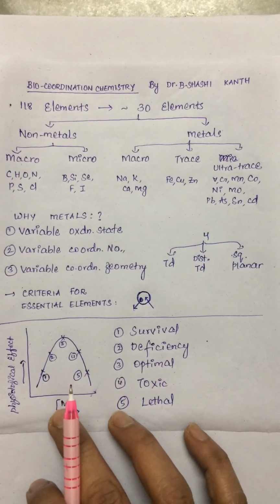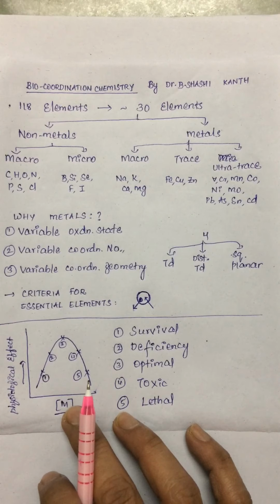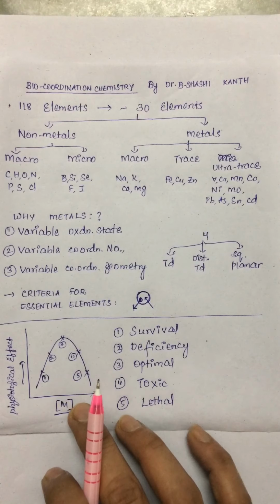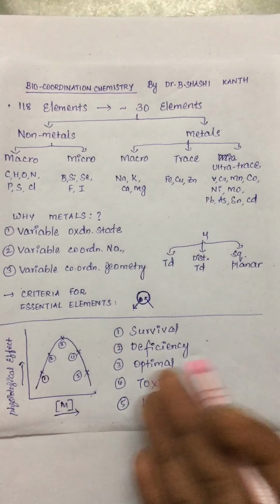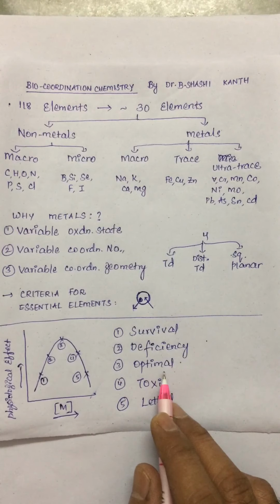Then as the metal ion concentration increases to some extent, we call it the optimal concentration. So this is the concentration which is required for the proper functioning of all the biological activities. We call it the optimal concentration.